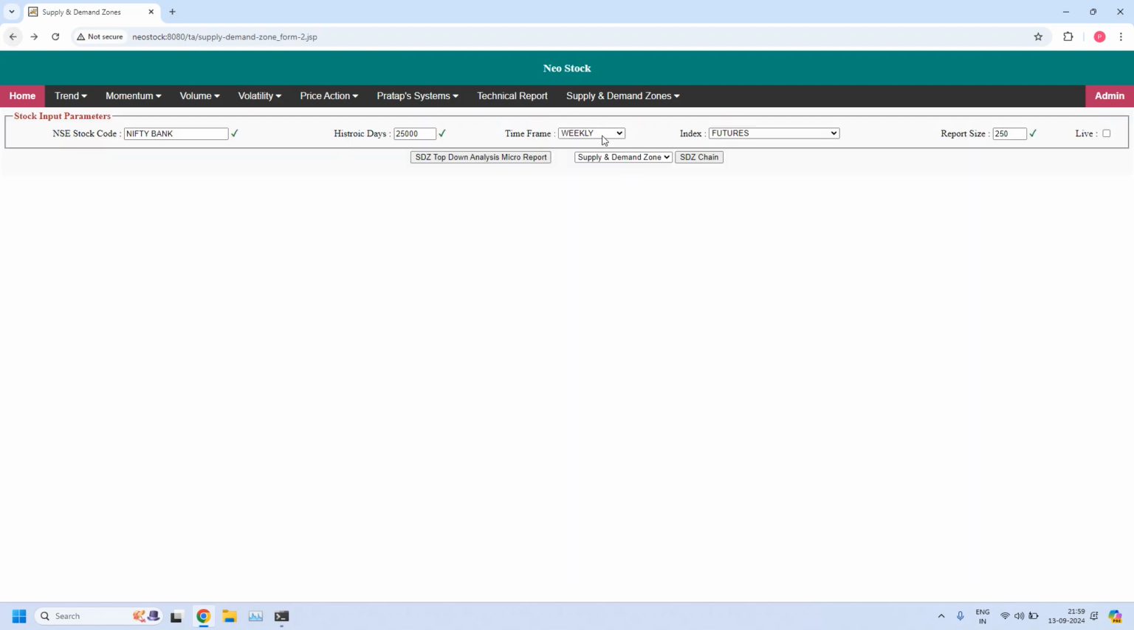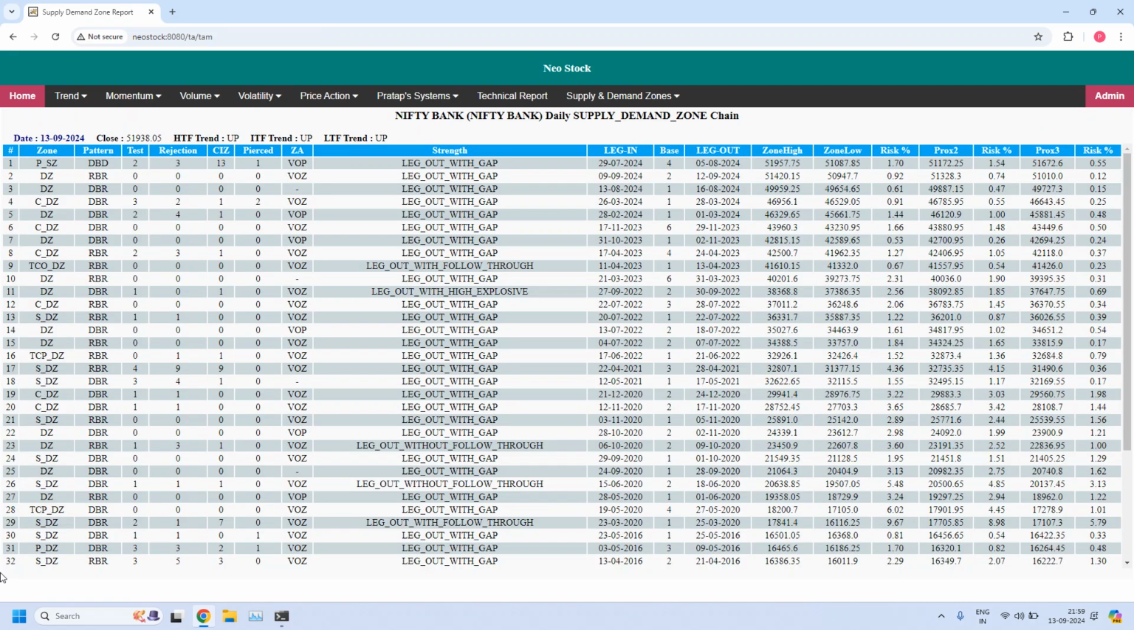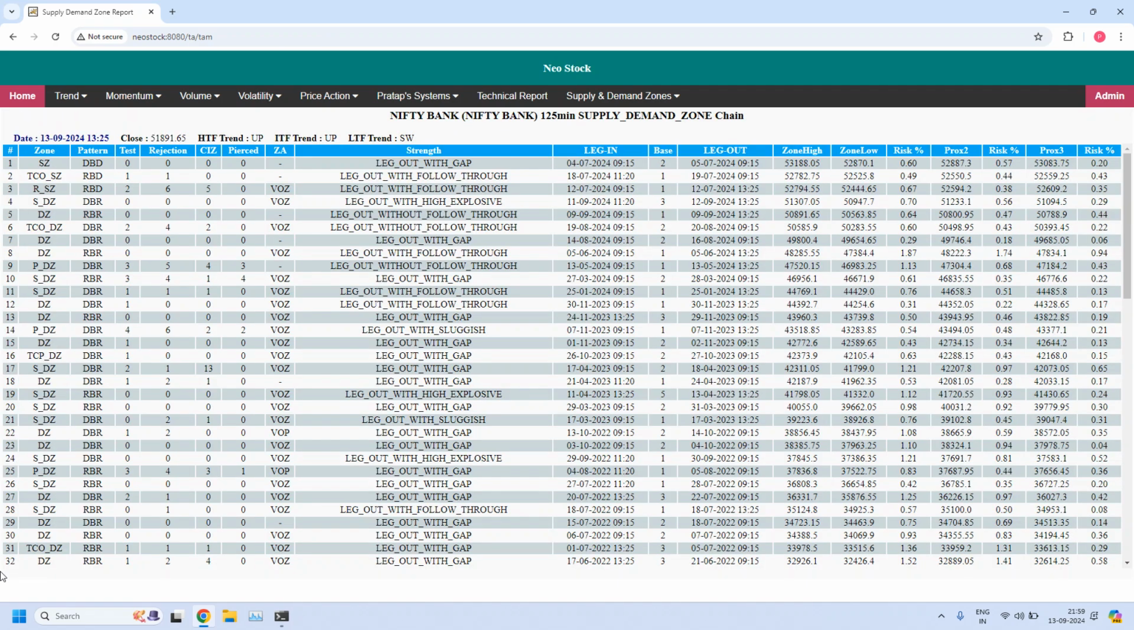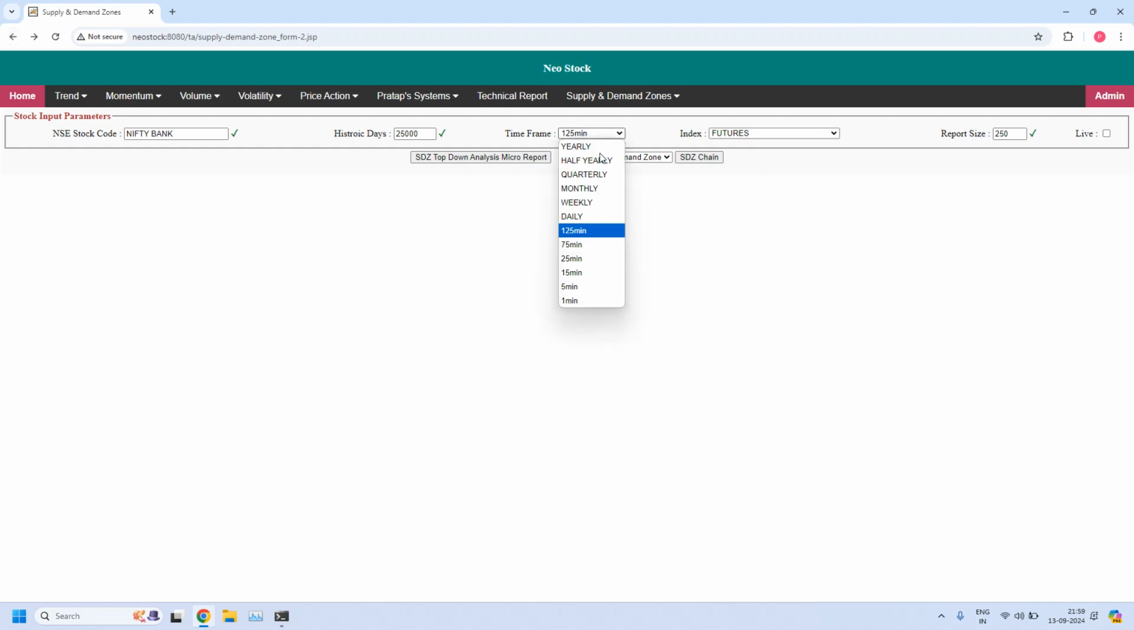Next time frame is daily. I am generating the daily supply demand zone chain for Bank Nifty. Next time frame is 125 minutes. I am generating the 125 minutes supply demand zone chain for Bank Nifty. Next time frame is 75 minutes. I am generating the 75 minutes supply demand zone chain for Bank Nifty.